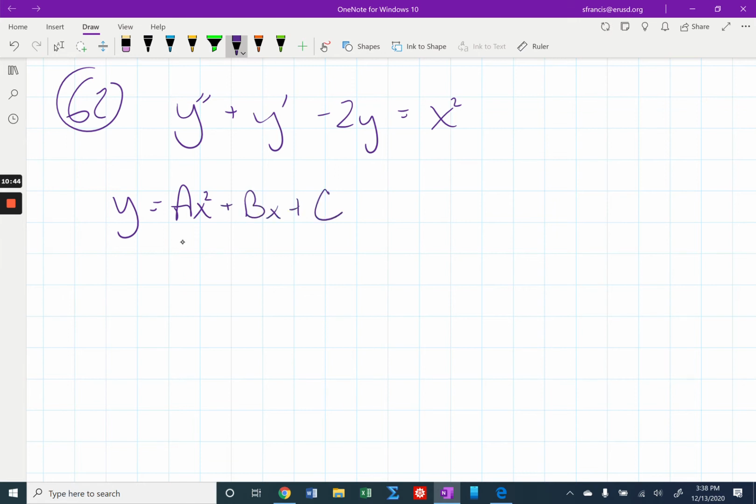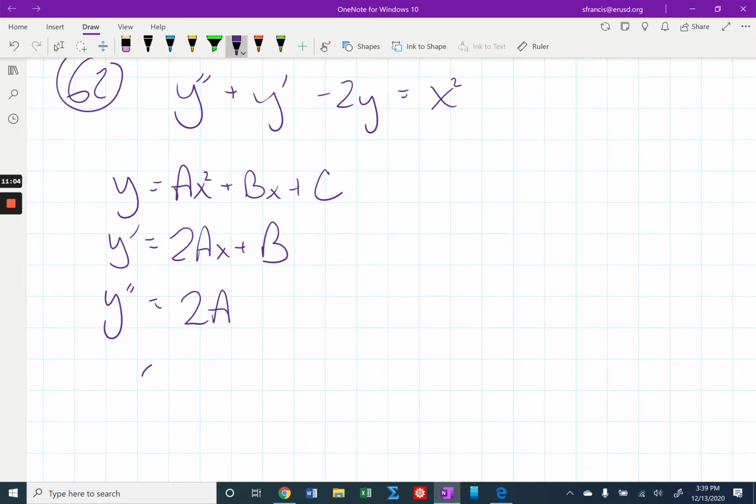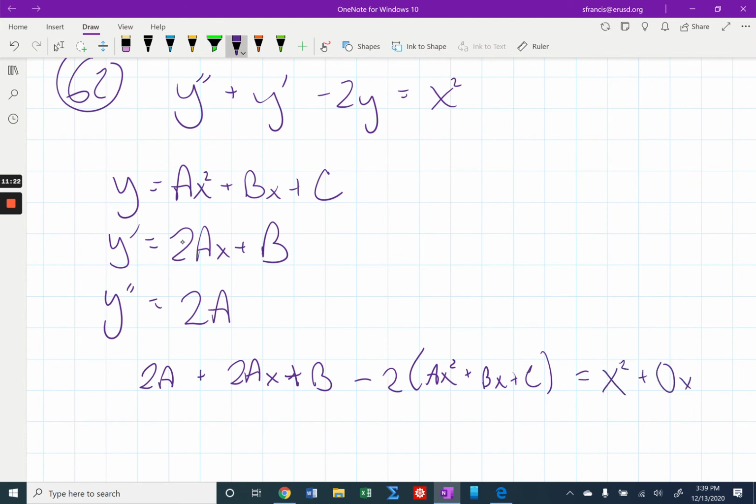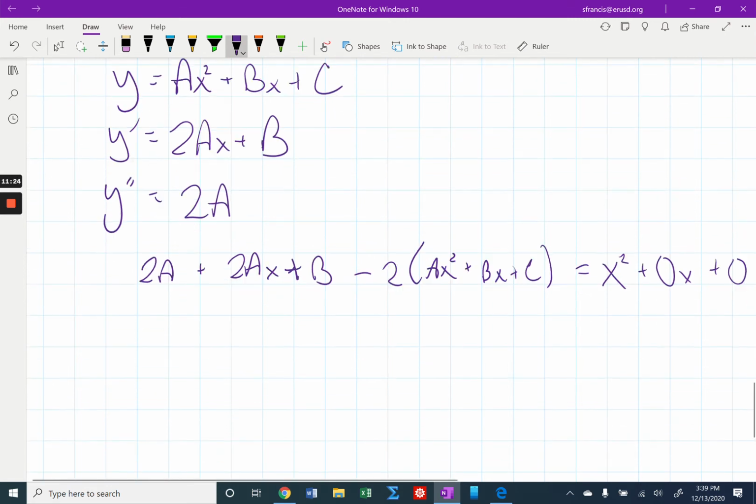So what we're going to do is take the derivative, plug it in here, take the second derivative, plug it in here, plug y in here, and then do some algebra. So the derivative is 2ax plus b. That's horrible. The second derivative is equal to 2a. All right, so y double prime is 2a plus y prime, 2ax plus b, minus 2y, ax squared plus bx plus c, and that has to equal x squared. But I'm going to be a little bit more clear, plus 0x plus 0. You'll see why I'm doing that in just a moment.